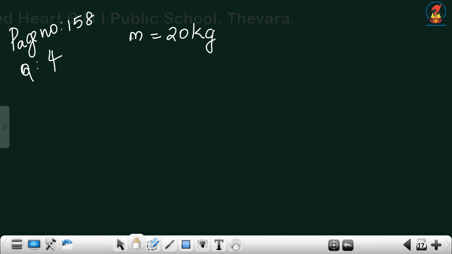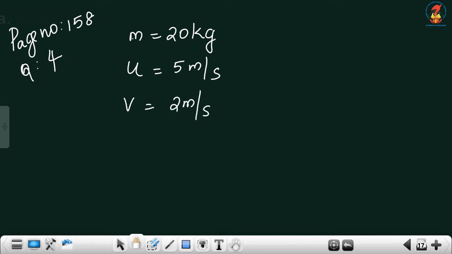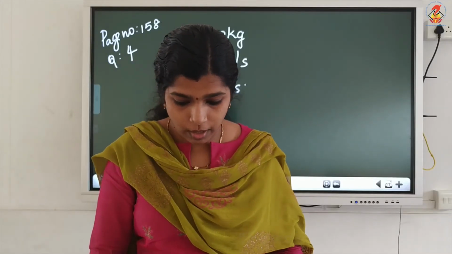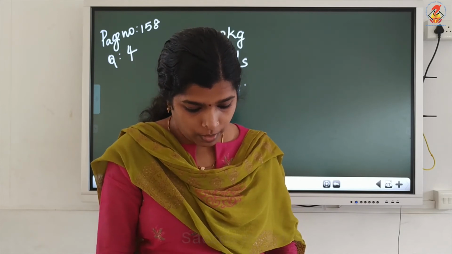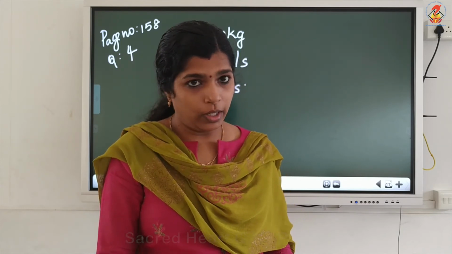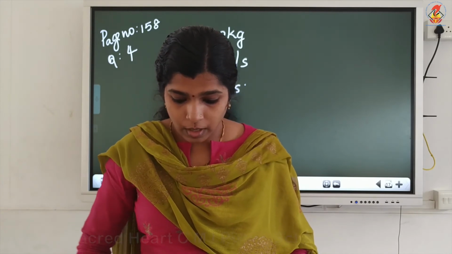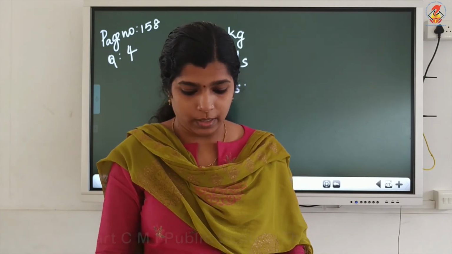Now, initial velocity equal to 5 meter per second. Final velocity equal to 2 meter per second. We need to find the work done, that is change in kinetic energy. How will we calculate? We will calculate the initial kinetic energy, then we will calculate the final kinetic energy, then we will subtract it.